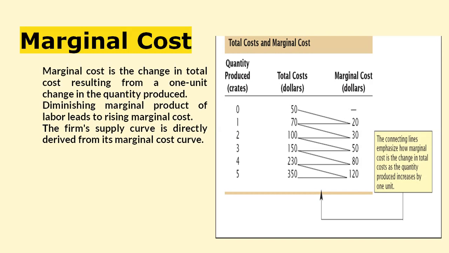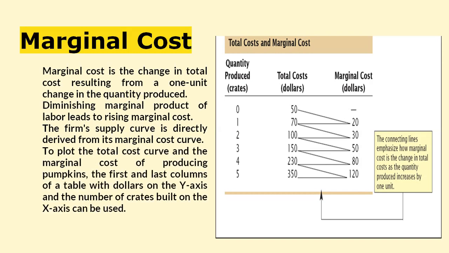The firm's supply curve is directly derived from its marginal cost curve. To plot the total cost curve and the marginal cost of producing pumpkins, the first and last columns of a table with dollars on the y-axis and the number of crates built on the x-axis can be used.